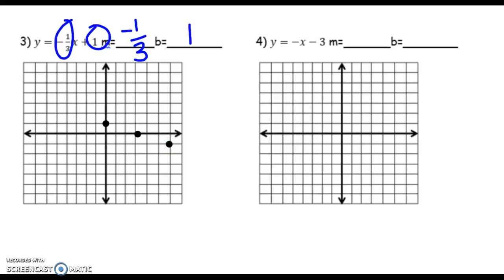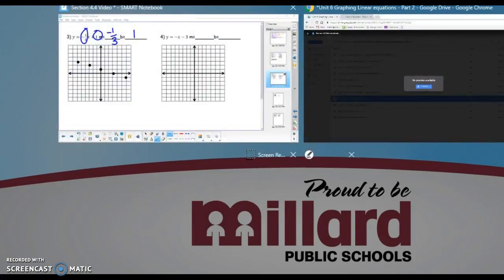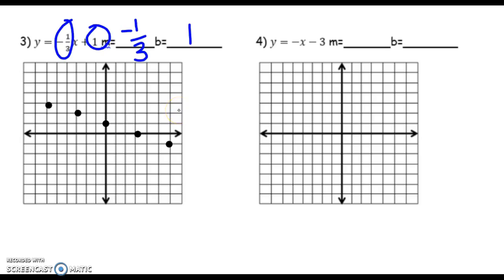I can go back to my first point and go up 1, to the left 3, up 1, to the left 3, because I know that these points do move in a down motion. All of my points should be up 1 over 3. Or sorry, down 1 over 3.